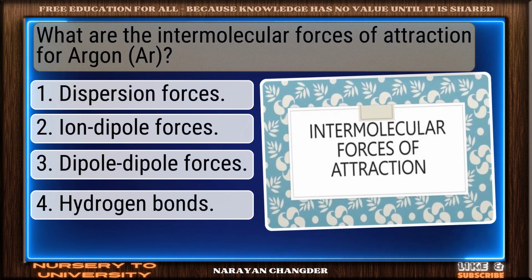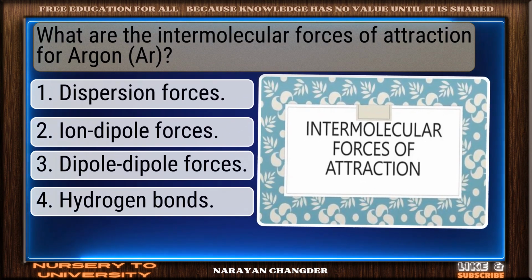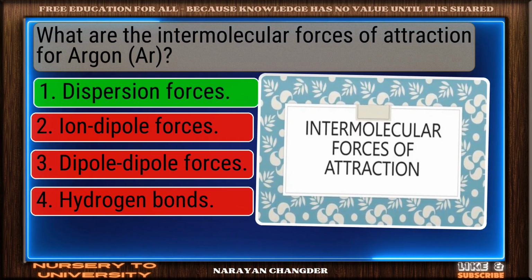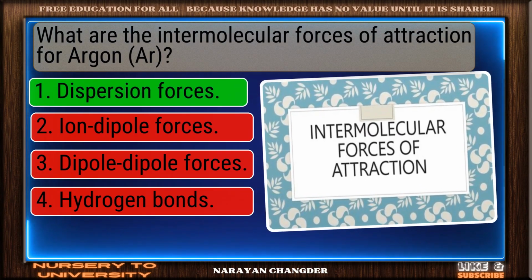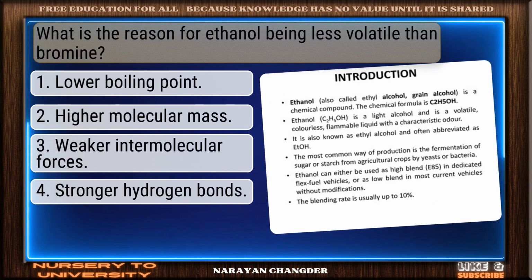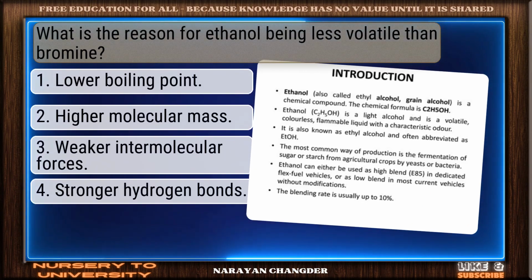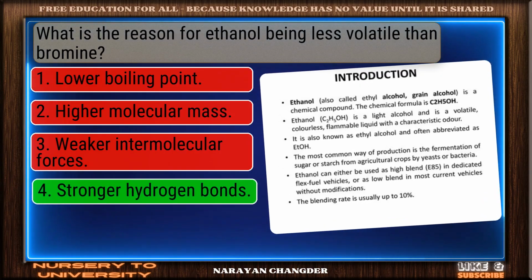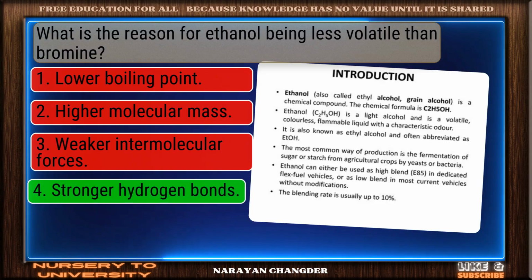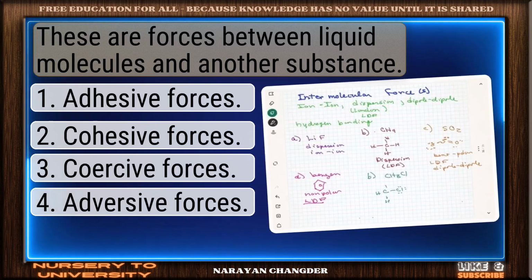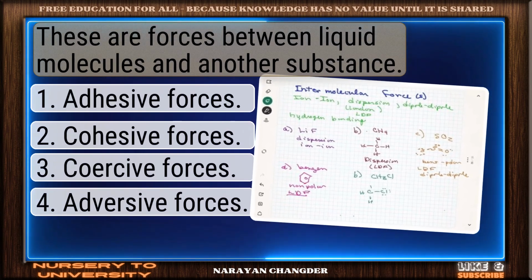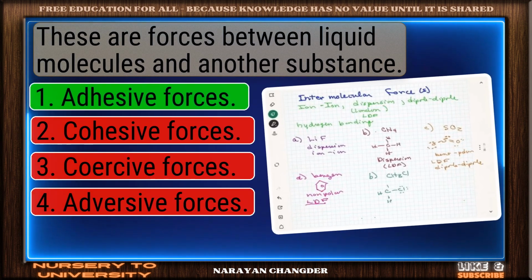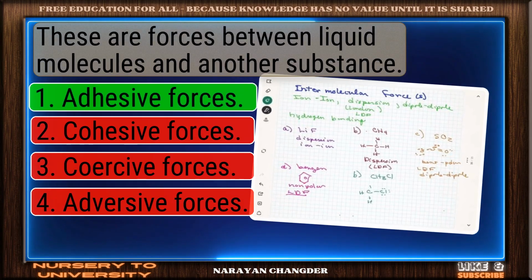What are the intermolecular forces of attraction for argon? Clear logic. Your choice dispersion forces is sound and 100% true. What is the reason for ethanol being less volatile than bromine? Great job. Stronger hydrogen bonds is the accurate answer. These are forces between liquid molecules and another substance. Bravo. Adhesive forces is the answer.